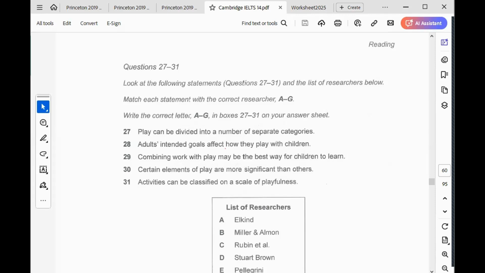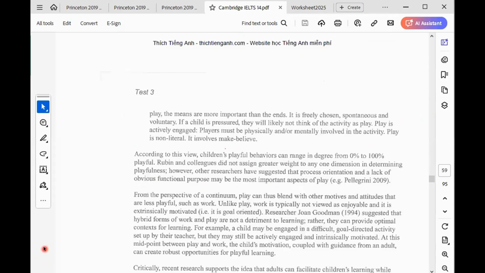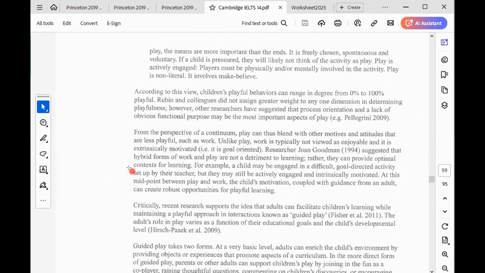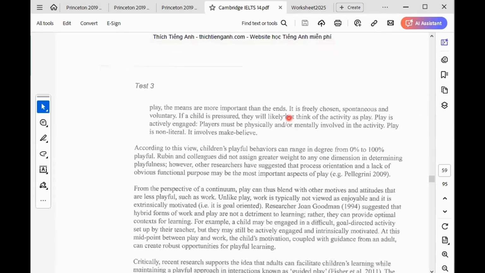Then let me see. I have not matched 28 and 29. So let me see. 28. Adults' intended goals affect how they play with children. Who said that? 29, combining work with play may be the best way for children to learn. Certain elements of play are more significant than others. So let's go back to the passage. Pellegrini. Is there Pellegrini on that list? Yes. Option E is Pellegrini.